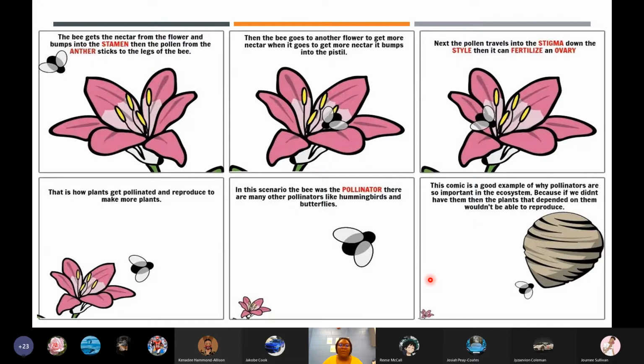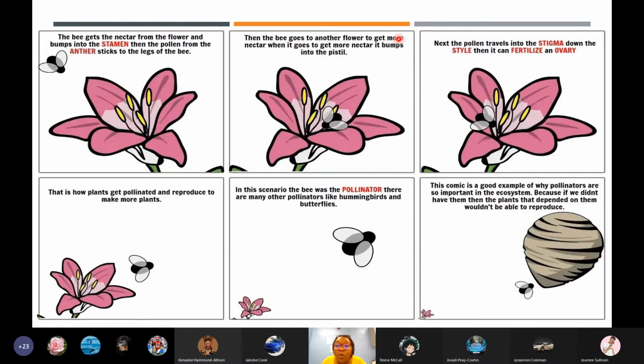It's important for us to be able to look at each of these steps and identify where attraction is happening, where pollination is happening, where fertilization is happening, and where germination is occurring. So step 1 is going to be attraction. This is where attraction is happening.